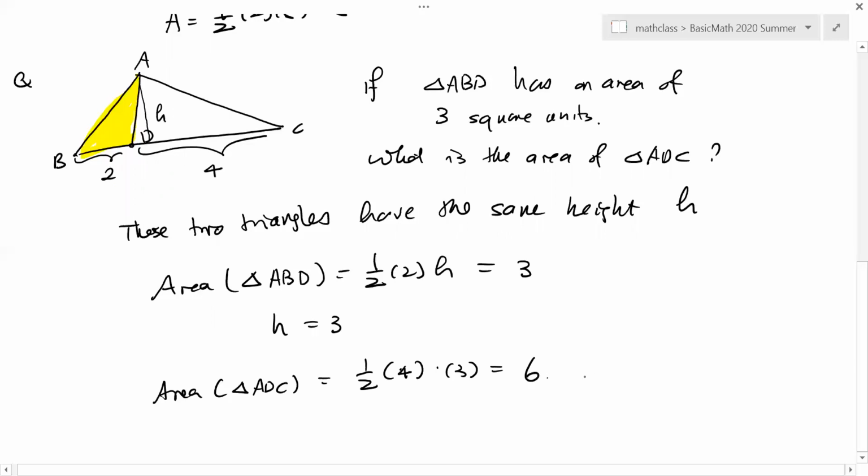So this is a very interesting problem. You have to figure out the height.